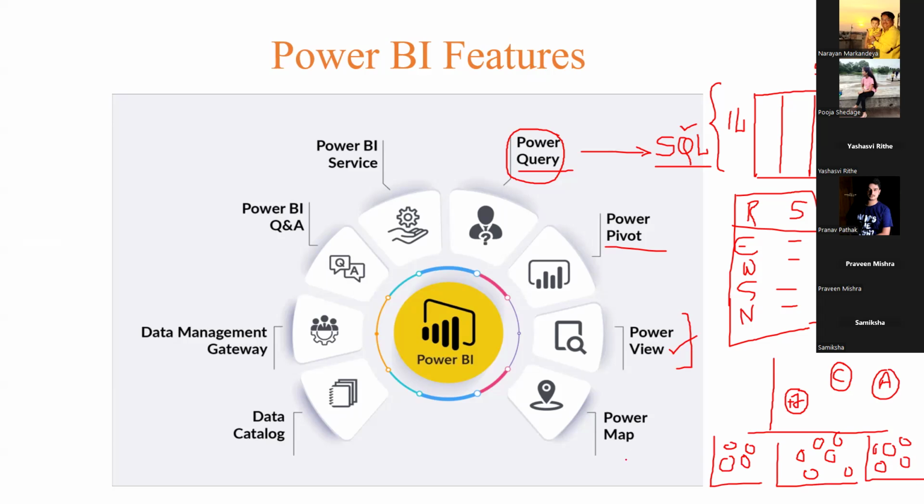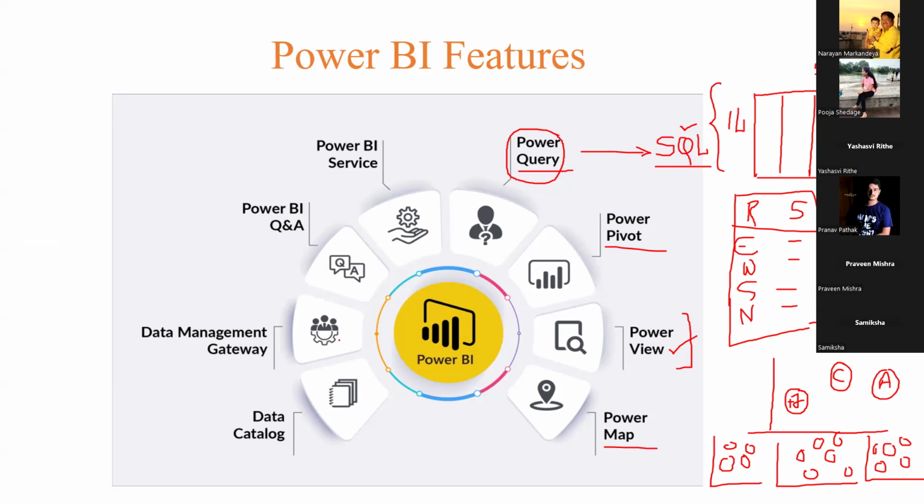Then also it has the Power Map capability. We can create a map. That means we can show the location where that particular state is located. If we consider the India map, we can show the particular state where it is located. For example, Maharashtra, Karnataka, Madhya Pradesh, something like that. Then we can create a data catalog also. That means we can create categories of the data. We can represent that data with respect to that catalog also.